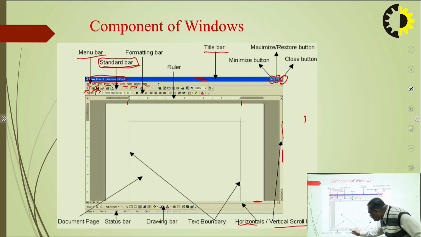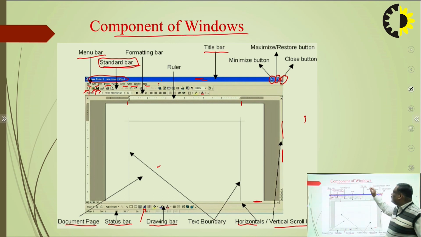Drawing bar, you see this one is the drawing bar. If we want to change the color of the text or the size of the text, we can do that. We can also draw the shape of the image or a shape of the text. Status bar is there. If we show the status of the processing, this one is the status bar. And the document page, where we type or present the text.